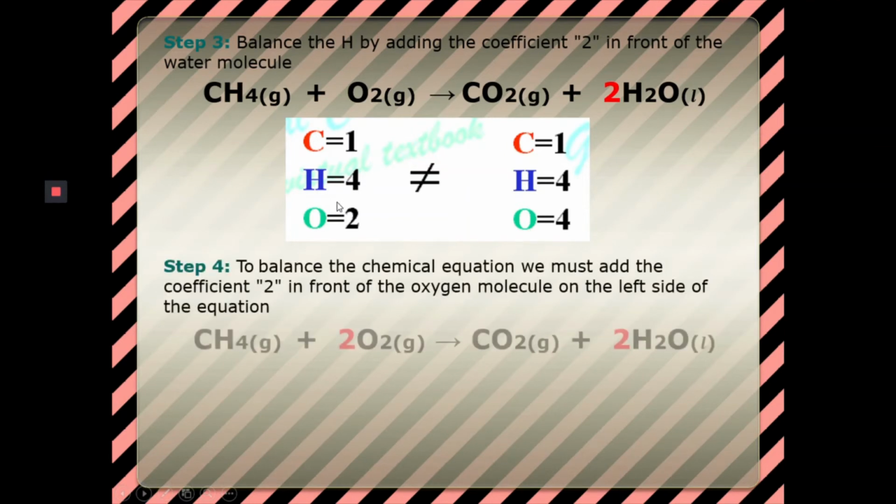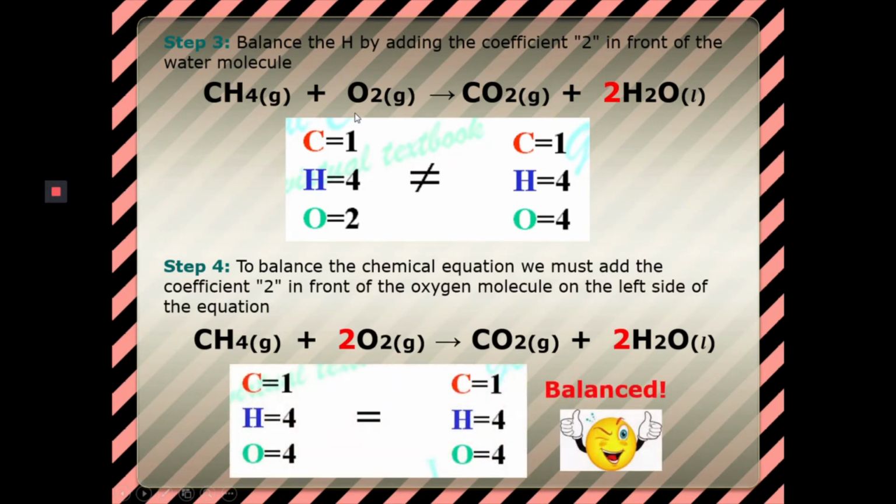Okay, so kita akan tambah 2 koefisien dekat sini. Okay, so sekarang kita dah ada bilangan atom yang balance di sebelah kiri and also kanan. Okay, so kena sentiasa recheck balik.